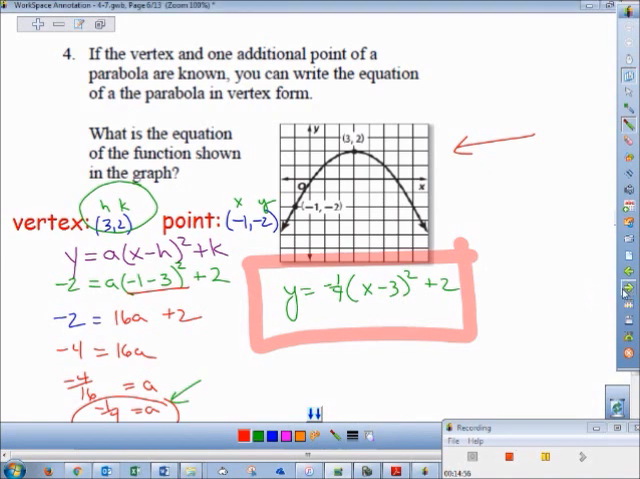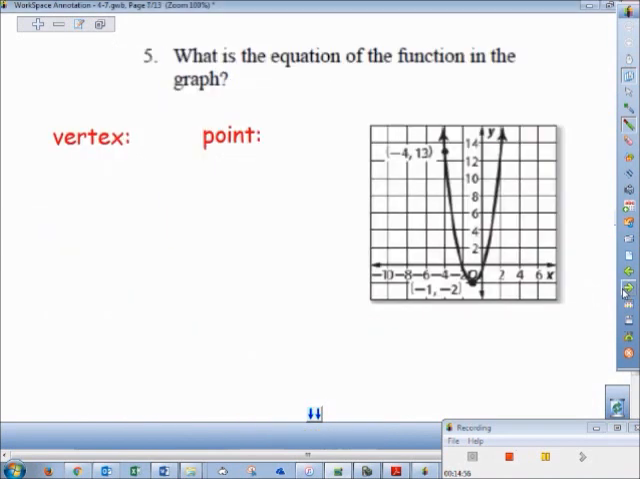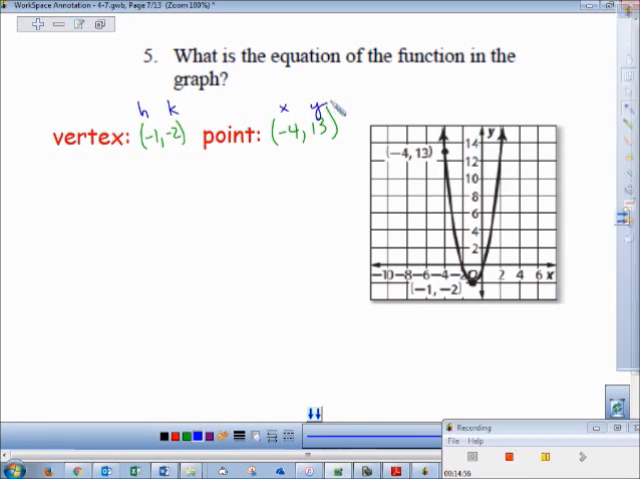On the next guy, they give you a graph. Write down the vertex and the point. Once you have those written down, H, K, X, Y, don't assume it always goes in that order. You know, the vertex is H, K. The point is X, Y. Start with the generic formula every time. That helps you memorize it. Then substitute the 4 ingredients in that you know.